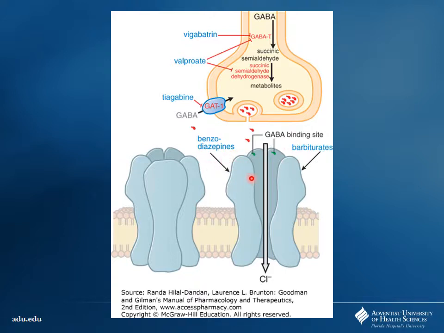So those are the most common ways to affect GABA, but there are other drugs that can affect, say, glutamic acid transaminase. This is one of the things that's responsible for metabolism of GABA. I'm sorry, GABA-T right here. This is actually the GABA transporter.